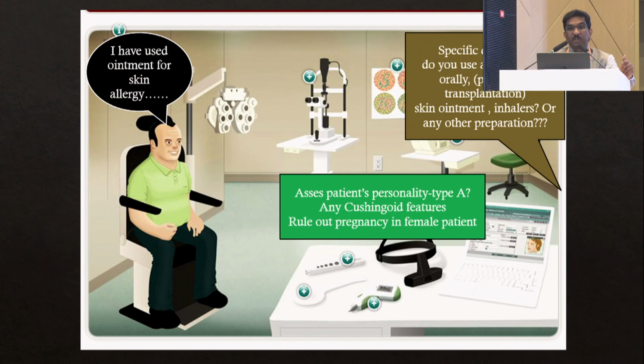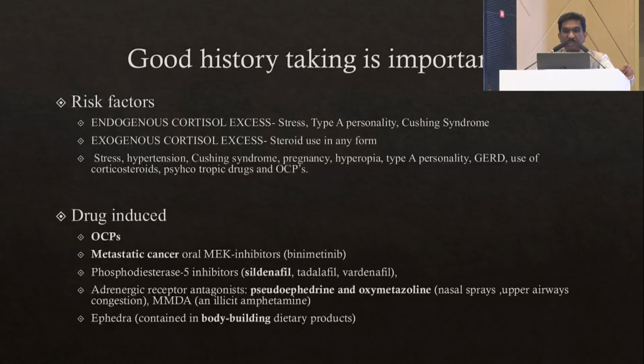Also assess the patient's personality. Does he have any Cushingoid features? And rule out pregnancy in a female patient. A good history taking is important because we can identify the risk factors for this patient, and a drug history. Even oral contraceptive pills, various drugs used for cancer, and commonly used drugs like sildenafil can also cause CSR. So a good history taking is important.